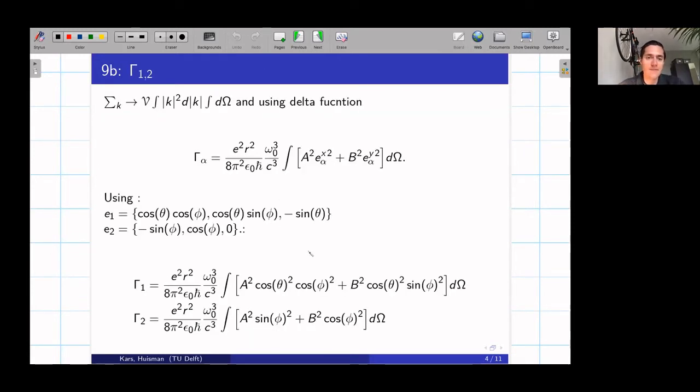Good. Then in B, we need to calculate the emission intensity for the different polarization directions. So first you convert the sum to an integral, and then I integrate over k to get rid of the delta function. And then I'm left with this expression here. And if I use the polarization factors, which are given in the question, I plug them in, then you'll find this result here.